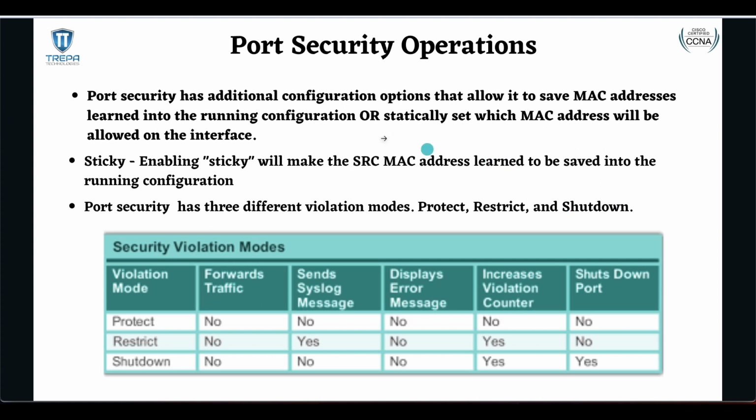All right, more port security operations. So again, it has those additional configuration options. So Sticky. Enabling Sticky will make the source MAC address learn to be saved into the running configuration. So that means even when we shut down the switch and turn it back on, we'll still have that same source MAC address that's supposed to be there, okay? Port security has 3 different violation modes. It has protect, restrict, and shutdown. Shutdown is the default mode. That's the default violation mode. And it's going to be the best security, right? So shutdown just completely renders that port worthless. Then we have our other 2, protect and restrict.